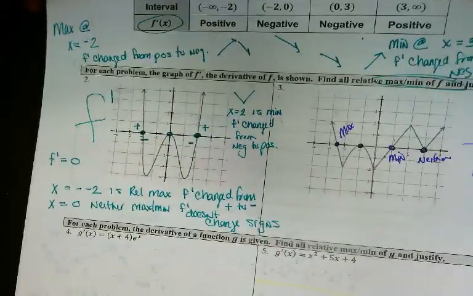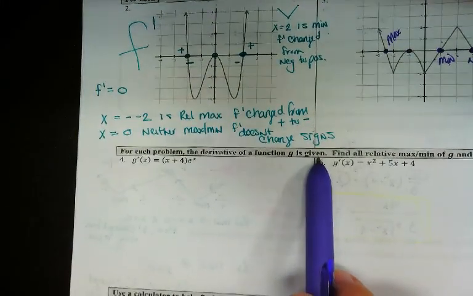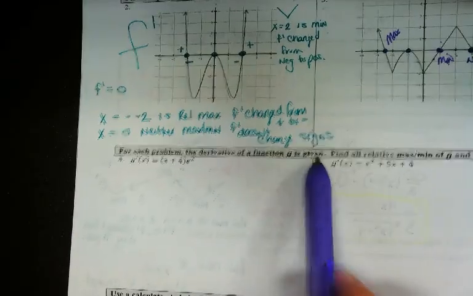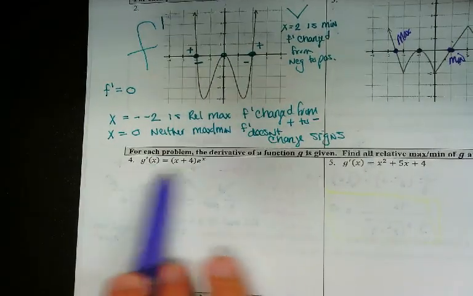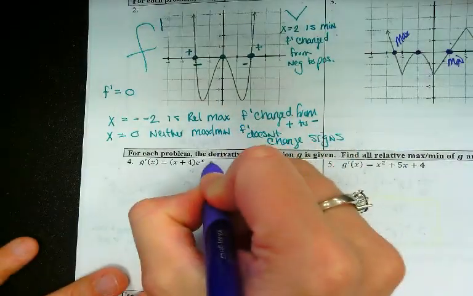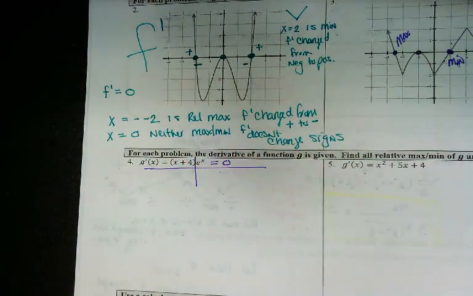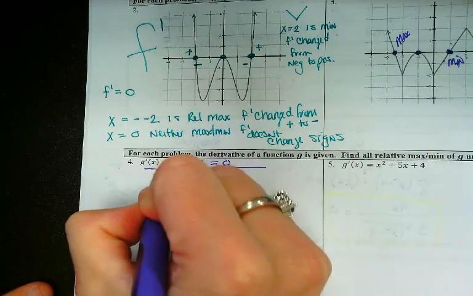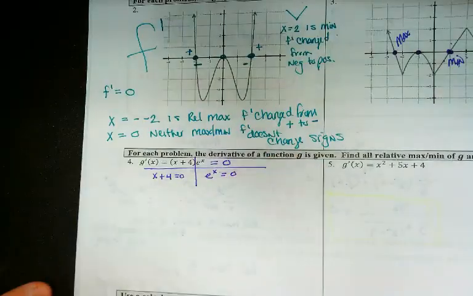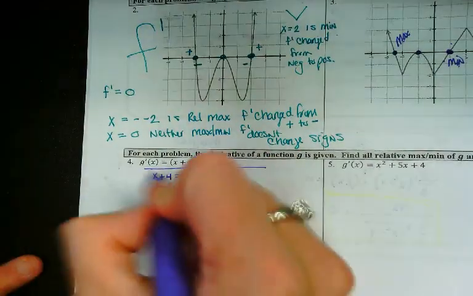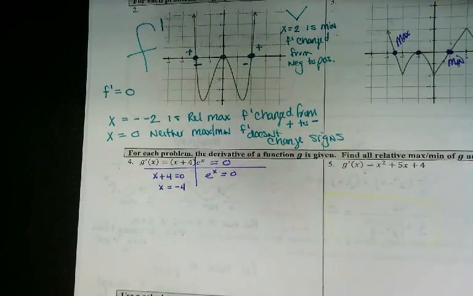Okay, so number 4 down here, it says for each problem, the derivative of the function is given. So they're trying to be helpful, right? They did the calculus. You just have to find the maxes or mins. So they already took the derivative for you. All you have to do is set it equal to 0 and tee it up. So I've got x plus 4 equals 0 and e to the x equals 0. One easy solution is just x equals negative 4.